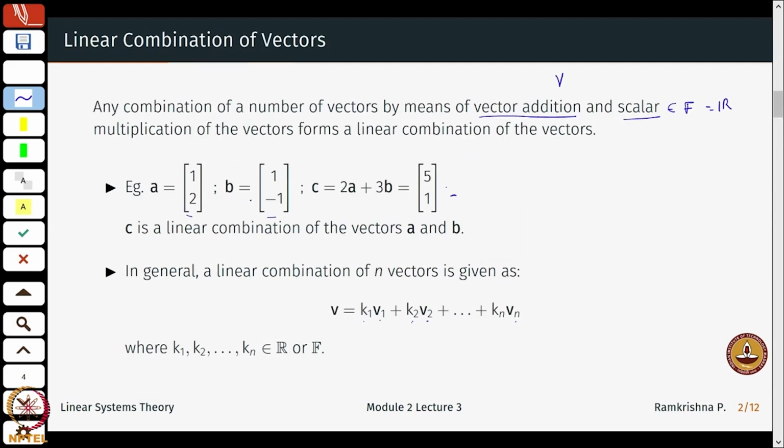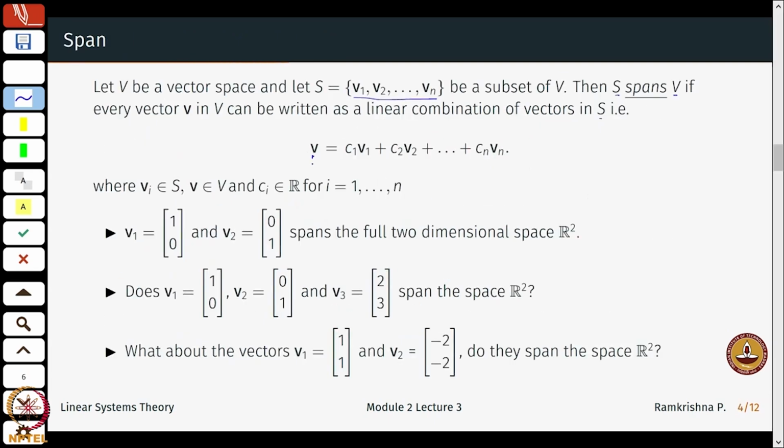Just multiply these vectors by scalars and add them up. So, if every vector v can be written as a linear combination c1 v1 plus c2 v2 up to cn vn, then we say that S spans the vector space V. Okay, so look at this.